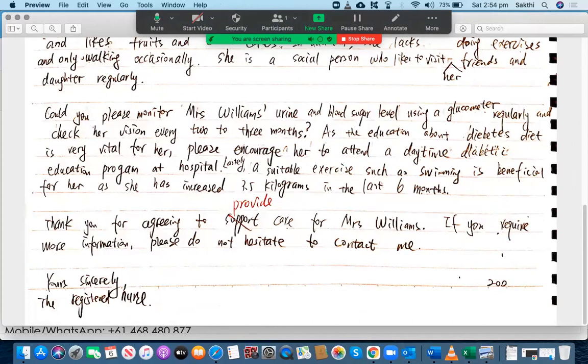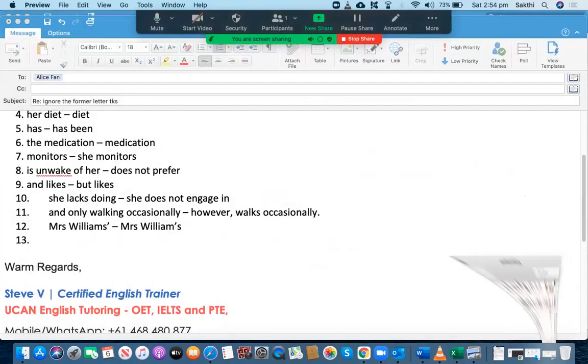Could you please monitor Mrs. Williams' urine and blood sugar level using a glucometer regularly and check her vision every 2 to 3 months? That's good. I'm very happy for you. So the way you have structured this one is good. As the educator, the education about diabetes diet. Now it's diabetic diet. All right.